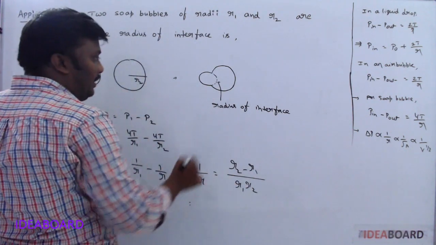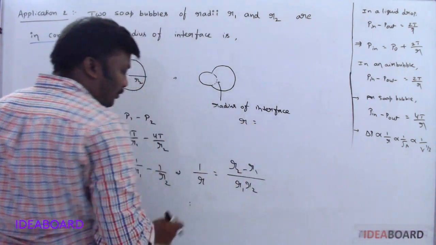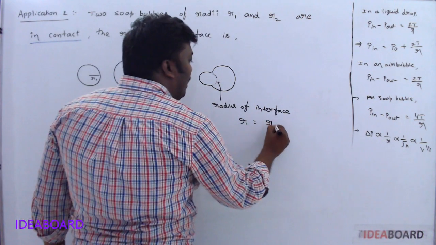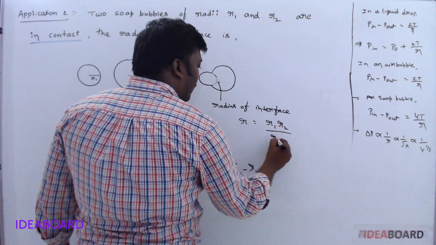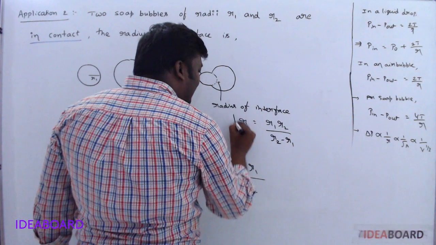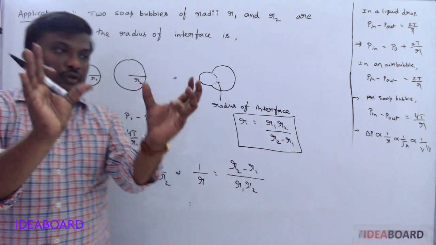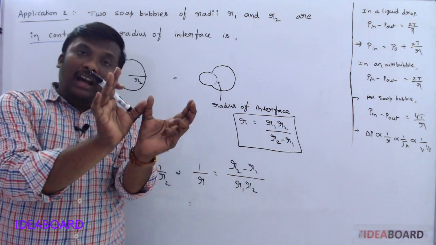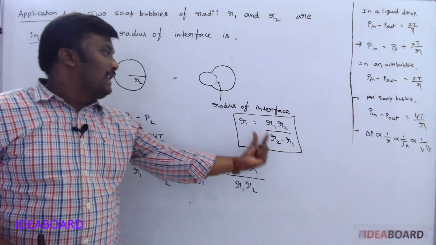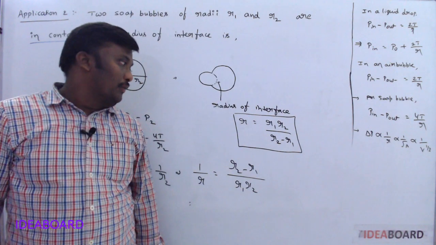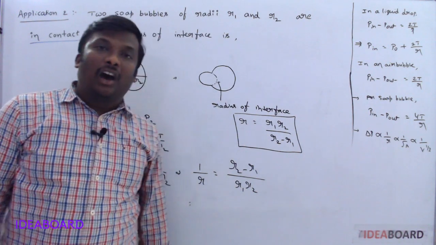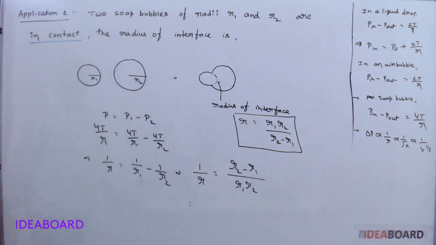Therefore, what is the formula for the radius of interface? R is the reciprocal of this: R1 R2 by R2 minus R1. When two soap bubbles are in contact, the radius of interface has the value R1 R2 by R2 minus R1. Okay, clear? This is also a very important case for examination purposes.